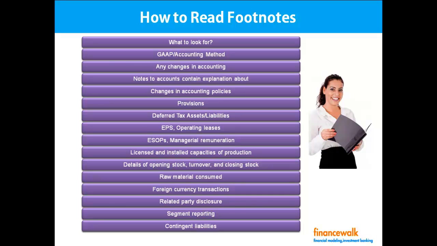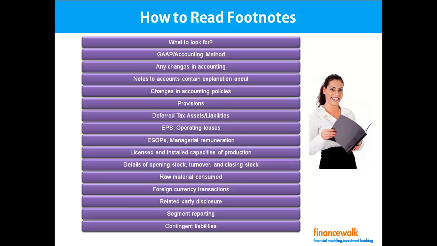Look for contingent liabilities, like any case is pending against the company in the court, and any liabilities or contingent liabilities payable to any firm or people, in that case look at contingent liabilities. Then it will have a very bad impact on financial statements.